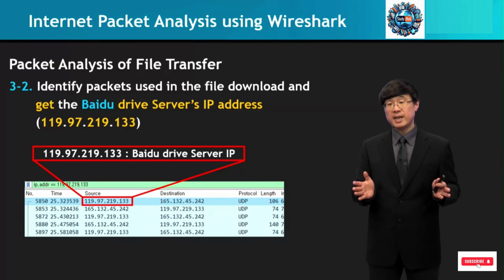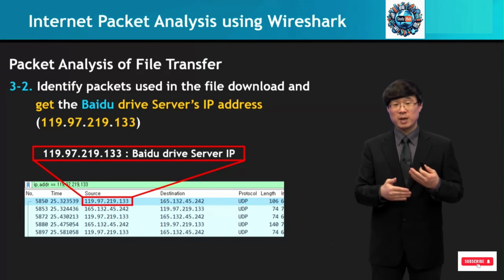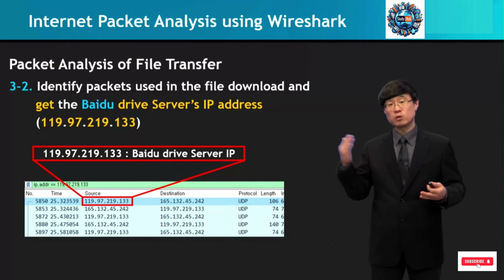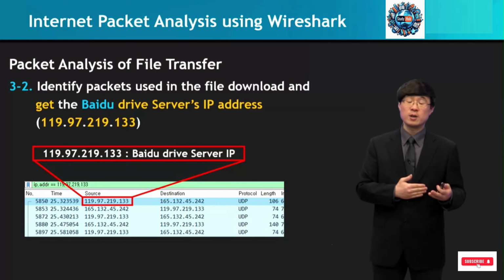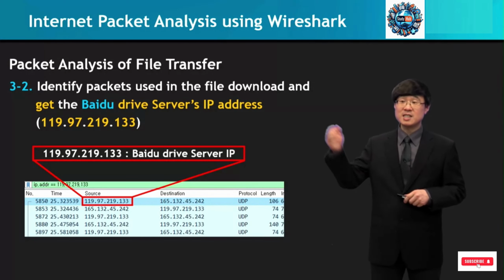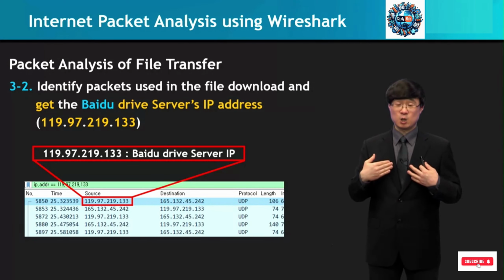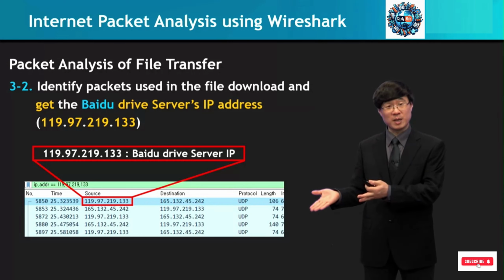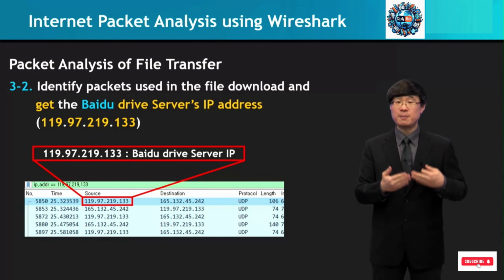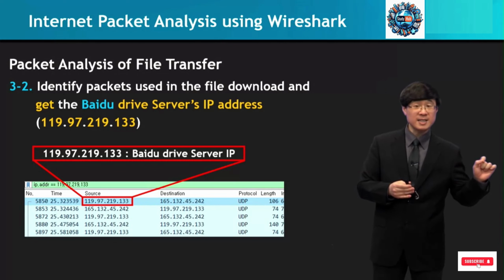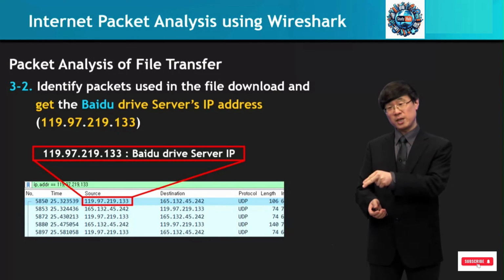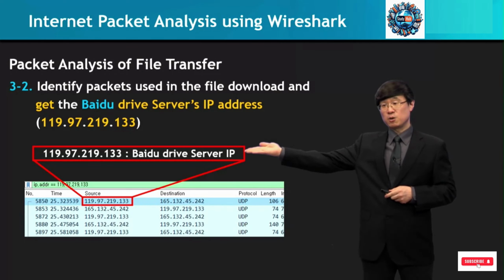Now, please take note that when you do the experiment, you're going to get a different Google Drive IP address or a different Baidu Drive address. These are just the examples that I experienced when I was doing this experiment. So expect to see a different IP address. Make sure that you write it down and use it to put inside the filters in this location right here.